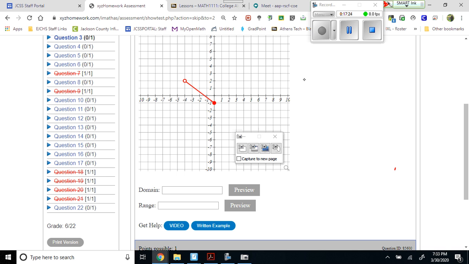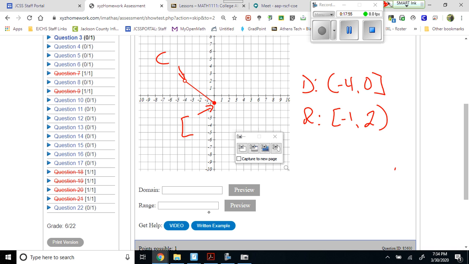So the domain for this would be parenthesis -4 comma 0 bracket, and the range on this would be, it's always smallest to largest, right? So that would be bracket -1 all the way up to 2, right? That would be the domain. So open would get a parenthesis, solid would get a bracket, okay? And we saw that in the previous chapter.